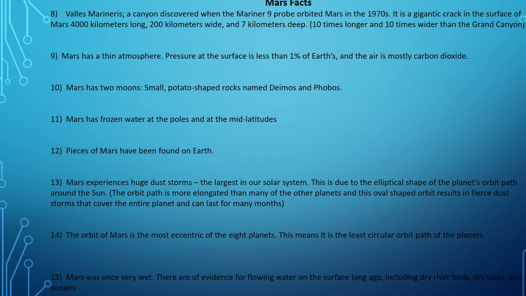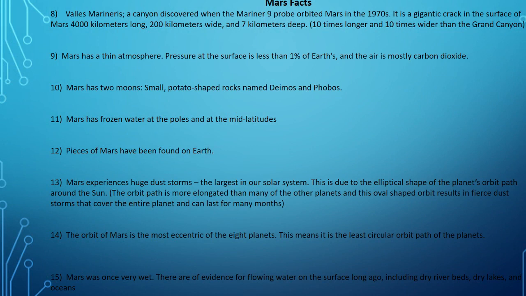Valles Marineris, a canyon discovered when the Mariner 9 probe orbited Mars in the 1970s. It's a gigantic crack in the surface of Mars, 4,000 kilometers long, 200 kilometers wide, and 7 kilometers deep. That's 10 times longer and 10 times wider than the Grand Canyon. Unlike the Grand Canyon, Mars has an atmosphere, but it's thin.